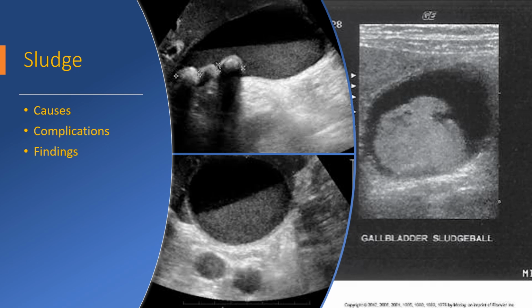It can be a fluid on fluid level like you're seeing in these ones here, because sludge is gravity dependent, so it's going to settle towards the bottommost part of the gallbladder. You can have sludge with or without stone formation, or you can have tumefactive sludge. Tumefactive sludge is resembling a tumor, and it basically means that it's going to get compacted or balled up. Okay, so it forms sort of a mass in there.